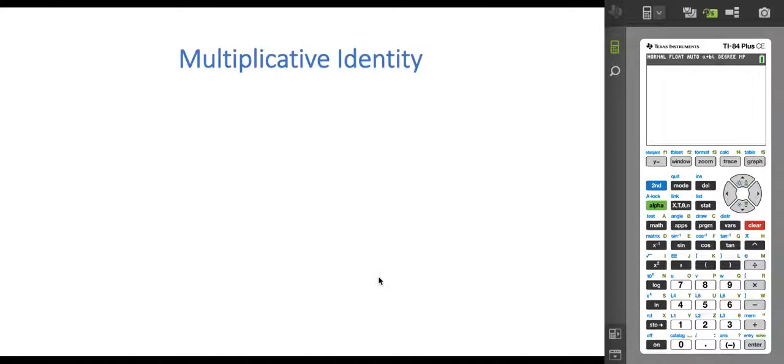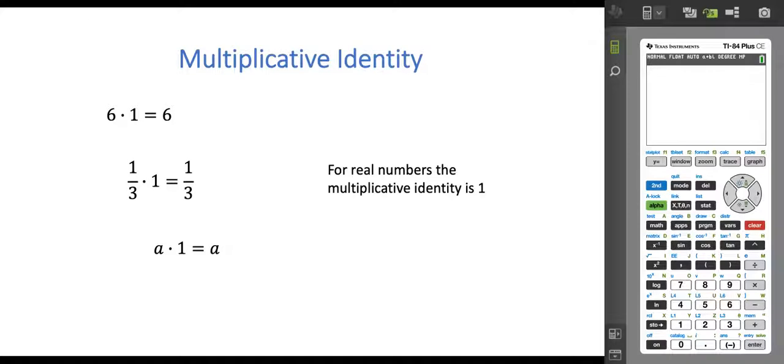The first thing I want to talk about is this idea of the multiplicative identity. Take these three equations. If I take 6 and multiply it by 1, I still have 6. 1/3 times 1 is 1/3, and a times 1 is a. So for real numbers, if I multiply a real number by 1, I'm not changing the value of that real number. For that reason, we say that the multiplicative identity is 1.